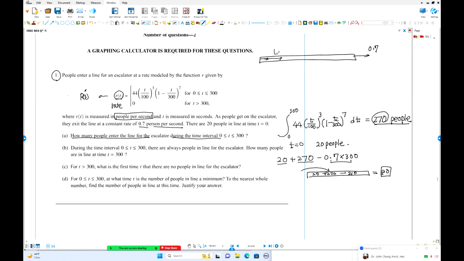This is the escalator, right? At time t equals 0 there are 20 people. During 300 seconds, 270 people got into the line over here, so now how much? 290. But during 300 seconds, every second 0.7 people are out. 0.7 times 300, so 210 people are out of the escalator. So how many people are still in the line of the escalator? 290 minus 210, so that's why we got the number 80. Are you okay with this?